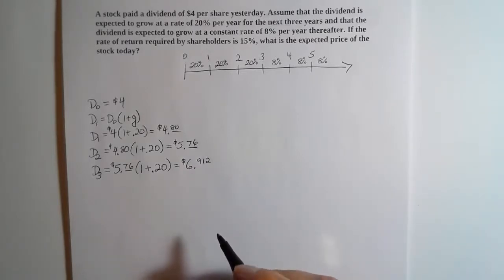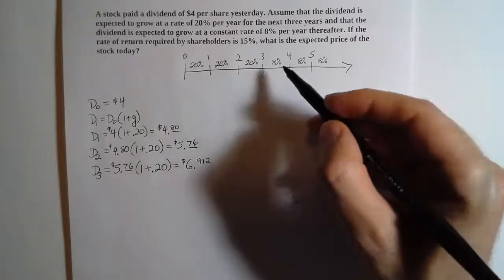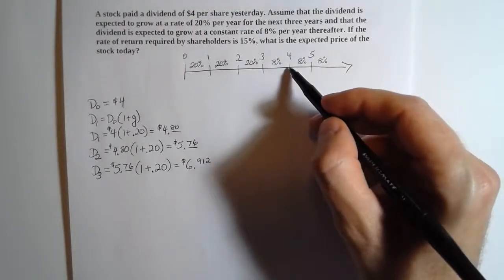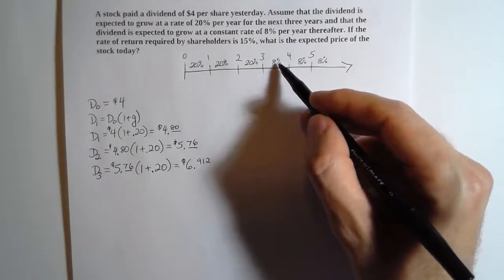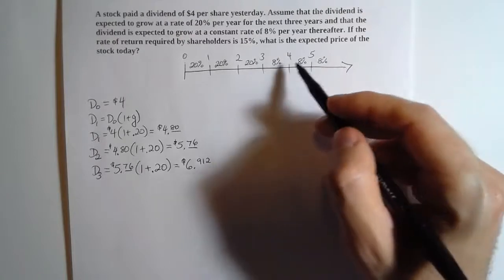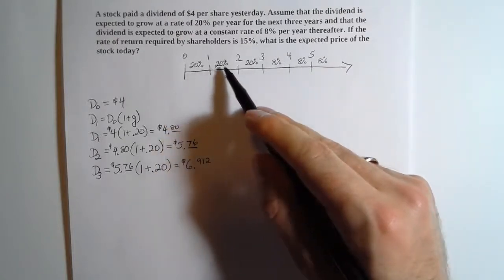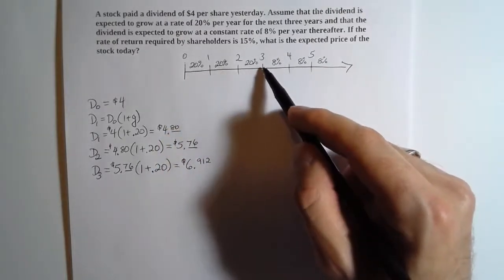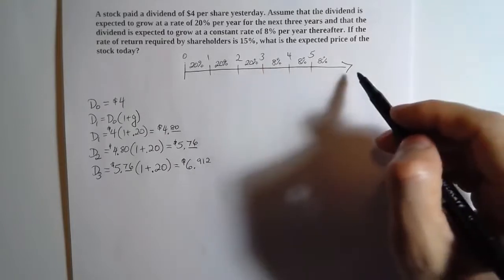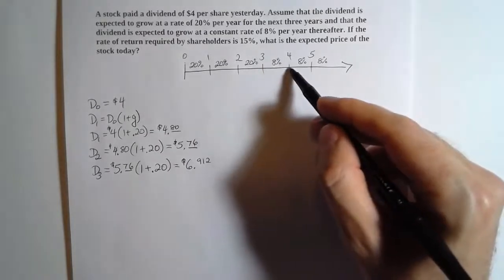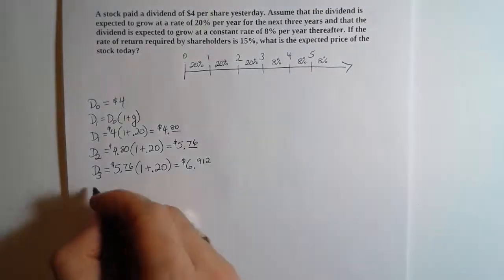Now, in the back of your mind, you might be thinking, okay, so how many years worth of these dividends do we need to find? Well, for reasons that will become a little bit clearer in a moment, you need to go 1 year into the period at which it has turned into that constant rate of growth. In this case, because we are growing at 20% per year for 3 years, and then growing at 8% per year thereafter, we need to go up to D4. So we need to find the 4th dividend, D4.